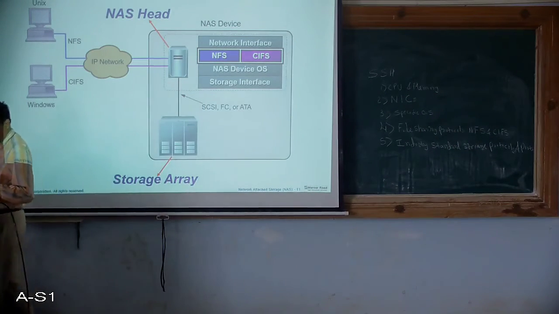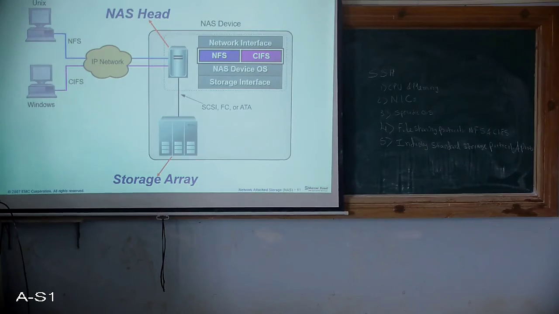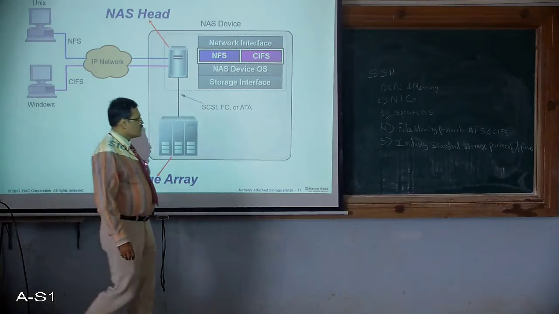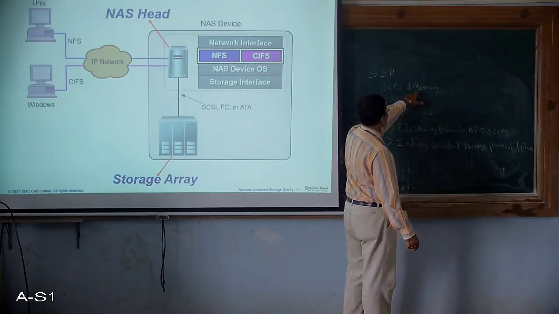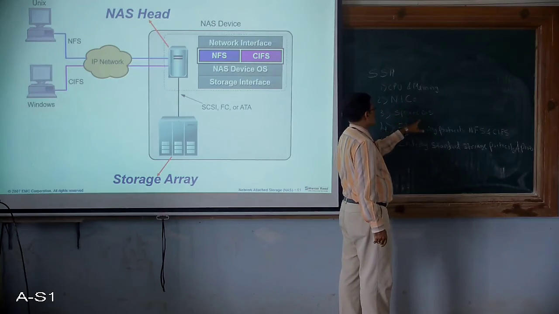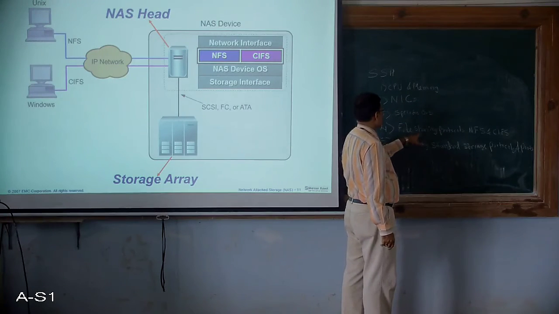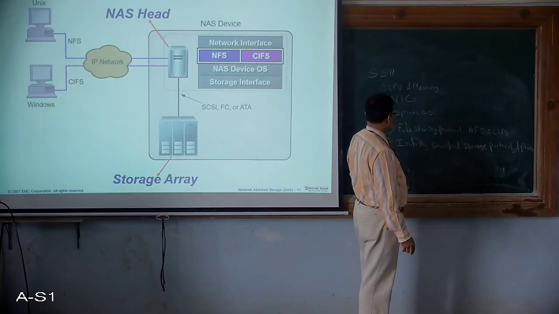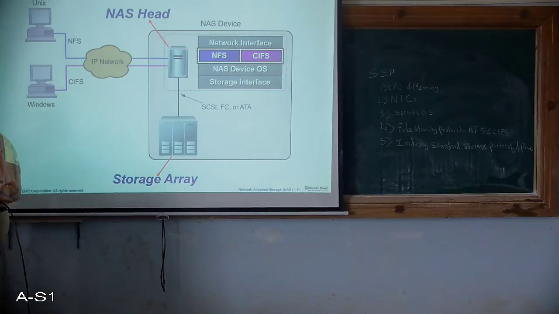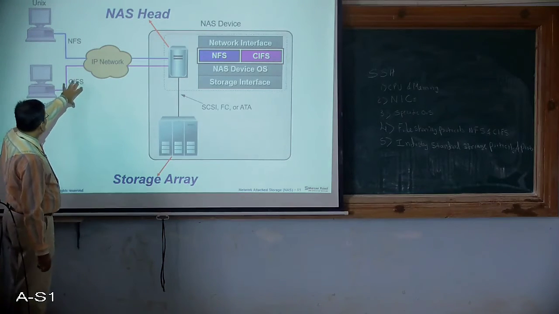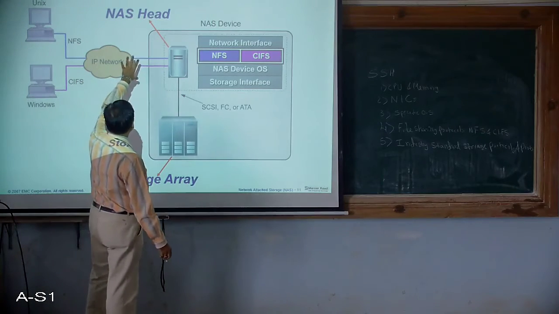Then apart from this, these are the five elements which are part of your NAS head. It consists of a CPU and memory, network interface card, optimized operating system, file sharing protocols like NFS and CIFS, industry standard storage protocols, and the ports to manage the physical disk resources. So these are all the components of your NAS. It is just highlighted in this particular case what exactly the components of NAS are.